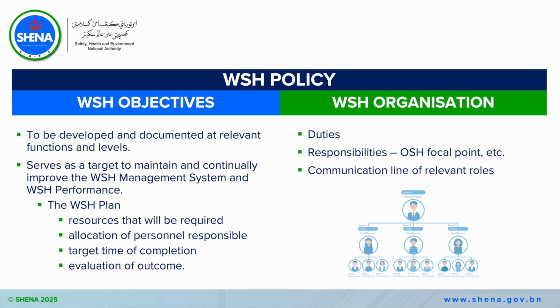Moving on to the workplace safety health organization. This part outlines the structure that supports the implemented policy. This includes a clear definition of duties and roles within the organization, assigning specific responsibilities such as appointing the OSH focal point, and establishing a clear communication line that shows how these roles interact and report, which is critical to ensuring accountability and clarity across all levels. In a sense, this structure forms the backbone of the workplace safety health management system, turning policy into action through well-defined goals and an effective organizational framework.